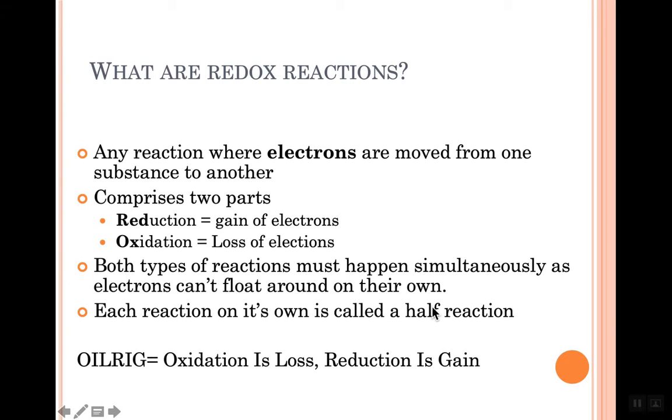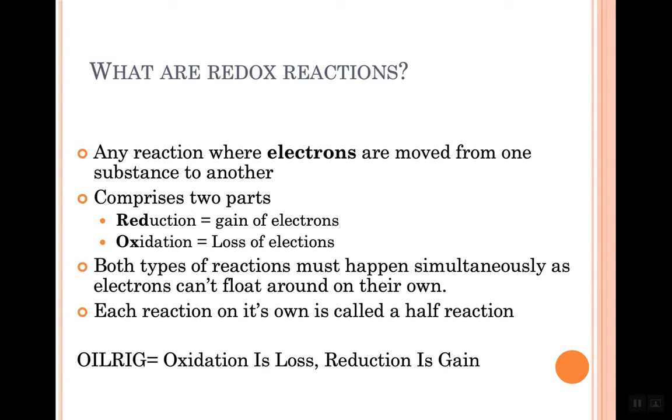So, what is a redox reaction? A redox reaction is one where we've got electrons that move from one substance to another. Okay, and it's got to have two parts in it. It's got to have one which is called reduction and one which is called oxidation. And that's where the name comes from, reduction, oxidation. Reduction is the gain of electrons, oxidation is the loss.